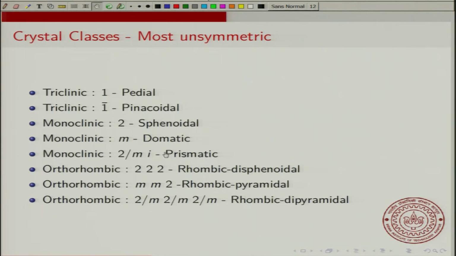Okay. And again there are several examples for each of these. I am not going to go into the actual examples. But these show that in monoclinic there are three possible crystal classes. In triclinic there are only two crystal classes. Whereas in monoclinic there are three crystal classes.